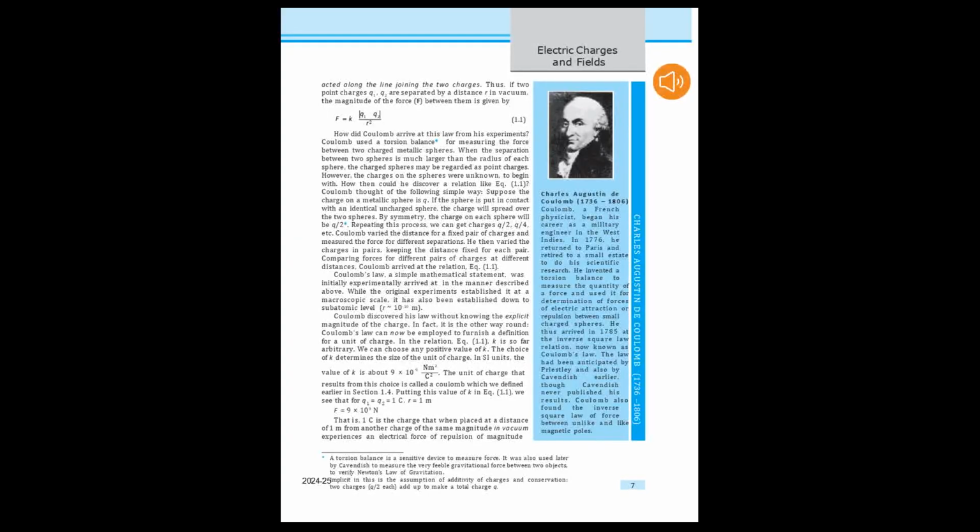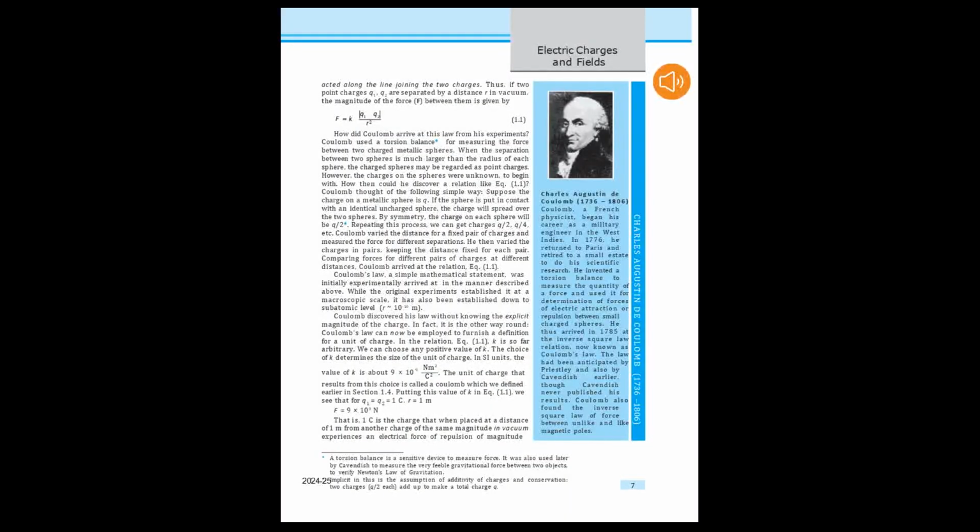While the original experiments established it at a macroscopic scale, it has also been established down to the subatomic level, where the radius is of the order of 10^-10 meter. Coulomb discovered this law without knowing the explicit magnitude of the charge. In fact, it is the other way around. Coulomb's law can now be employed to furnish a definition for a unit of charge.